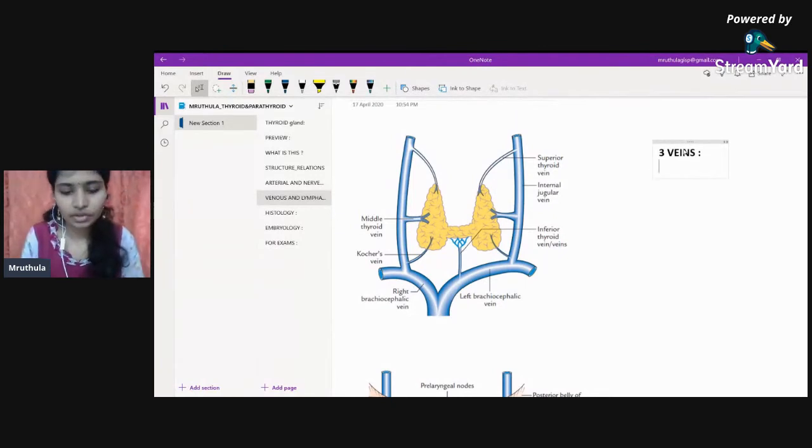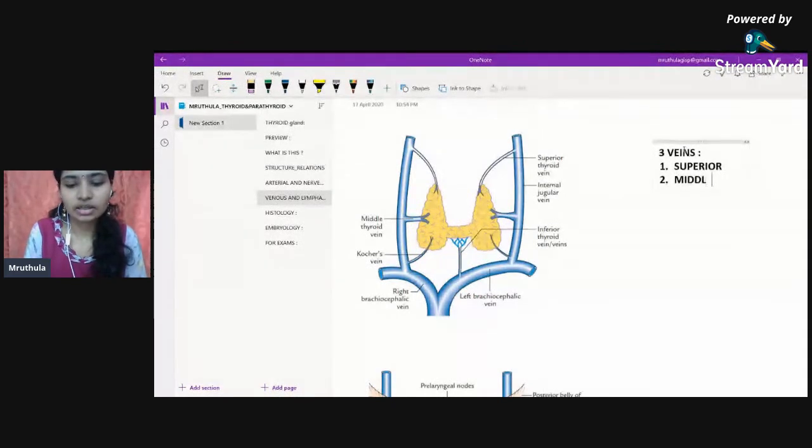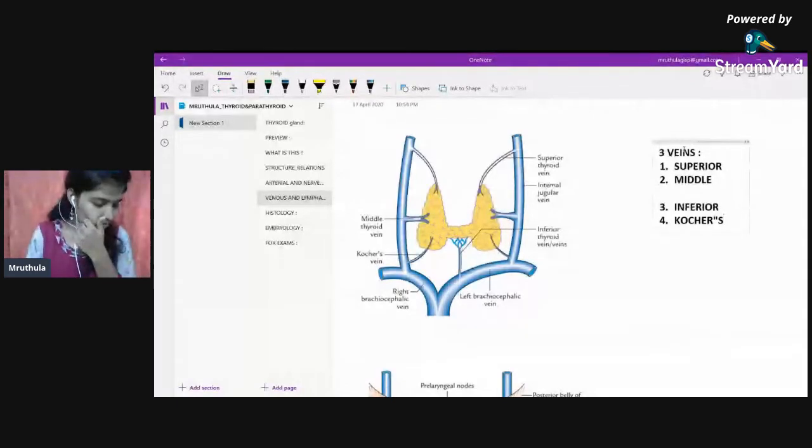So first, superior thyroid vein. Then we have the middle thyroid vein, and the third one is the inferior thyroid vein. There's an additional vein, like how we saw an additional artery, thyroidea ima. Here there is an additional vein, which is also a rarer one, called Kocher's vein.